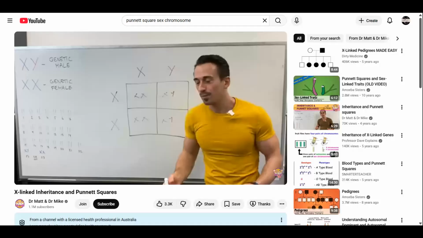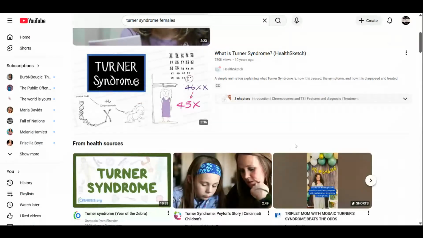And that would be the Turner syndrome females. Look at this one.